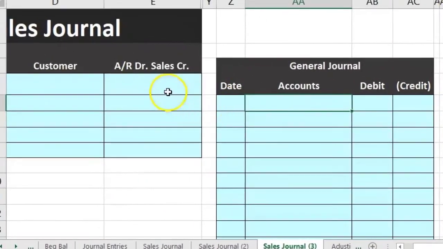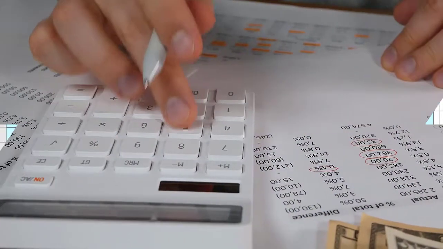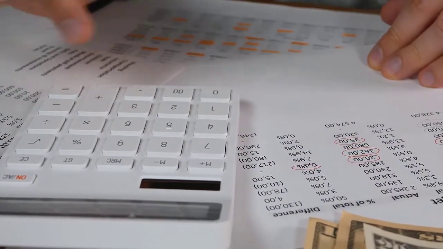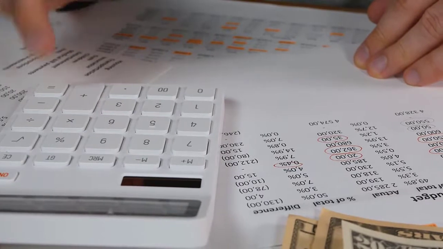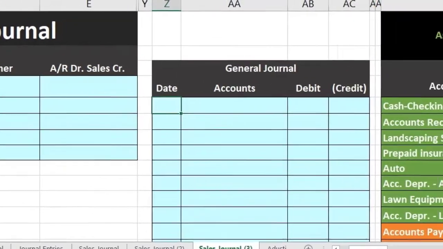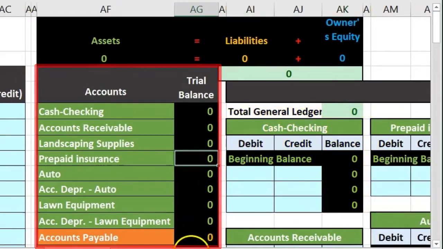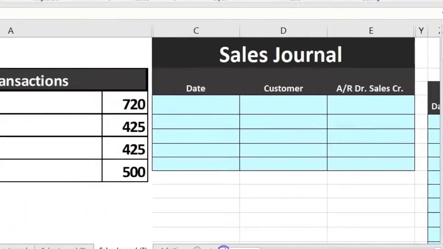Once we do have the sales journal completed as of the end of the month, we'll go through and post the entire month's worth of sales to our general ledger with just one journal entry, and that will simplify the process. We'll then post that information to the general ledger over here, and that will create the transaction on the trial balance, and we'll see how this whole process is taking place.